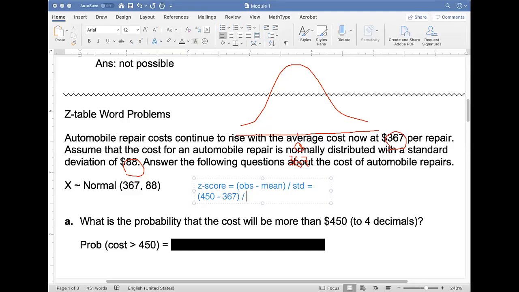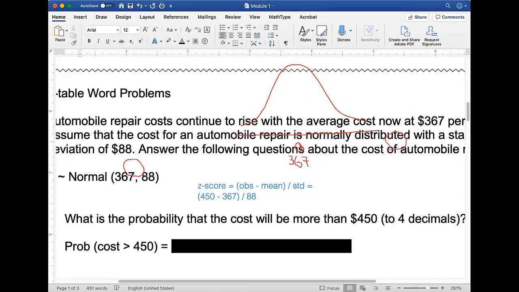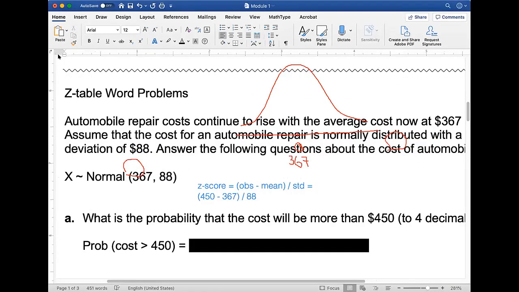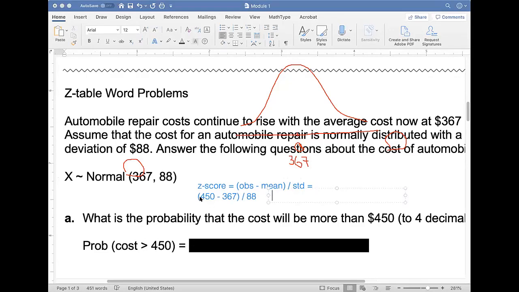Divided by 88. So is this part clear, what I'm doing? What I'm trying to do here is calculate the standard deviation. You can use your calculator. Whenever you attend this kind of weekly meeting, make sure you have a calculator and your statistical tables, that means the Z tables, ready.